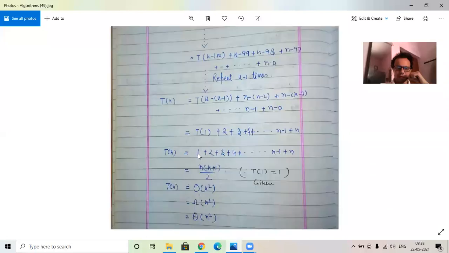That I put the value of Tn. And the other value is what? 2 plus 3 plus 4 up to n minus 1 plus n. So it is simply, we are adding it. It is a natural value, just I am adding it. n into n plus 1 by 2 by formula. You know it. So what will be the result?